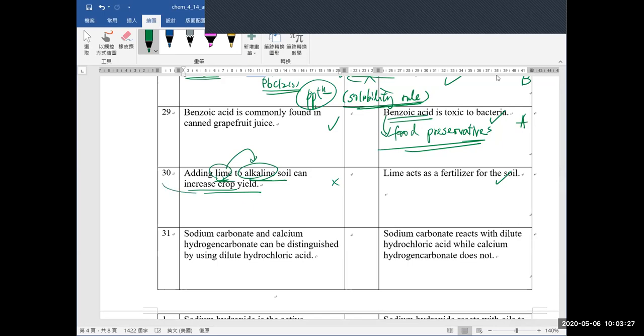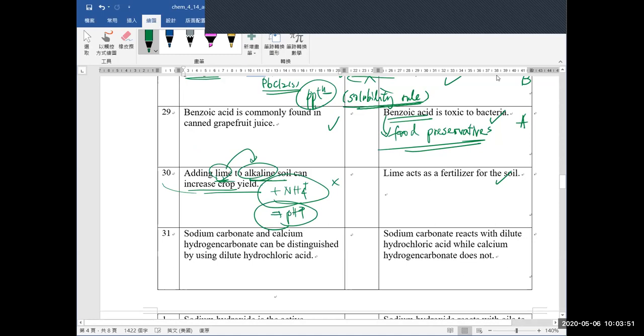So how will we deal with this? If the soil is alkaline, how can we decrease the alkalinity? What do I add? Yes, I add something with ammonium ions into it, which will decrease the pH and decrease the alkalinity. Okay.